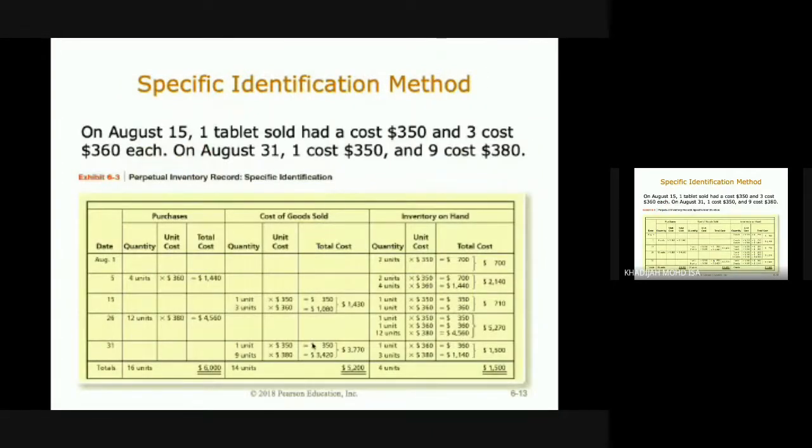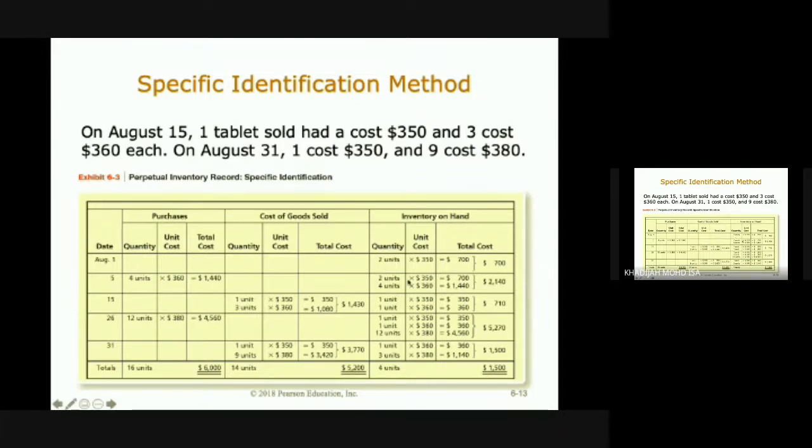So in this example, on August 15 we have 1 tablet sold that cost 350 and 3 that cost 360. On August 31st, 1 cost 350 and 9 cost 380. In this case, it's very specific what the cost of the tablet that you sell is. On August 1st, you have 2 units, which is your opening inventory.